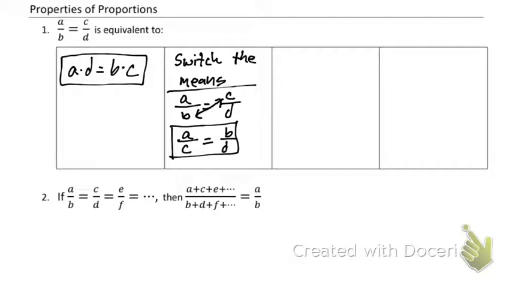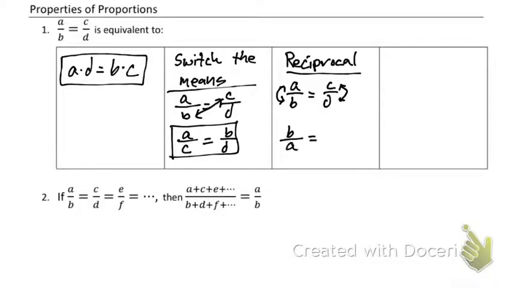The next thing we can do is take the reciprocal of both sides. So the next thing is called taking the reciprocal. If I started with A over B equals C over D, we're just going to take the reciprocal of both fractions, and that's going to leave us with B over A equals D over C.